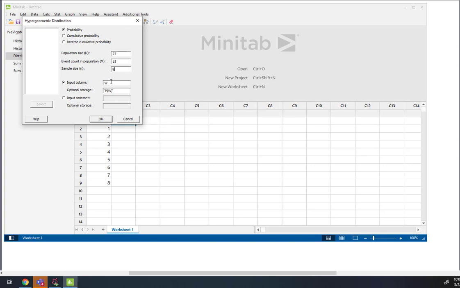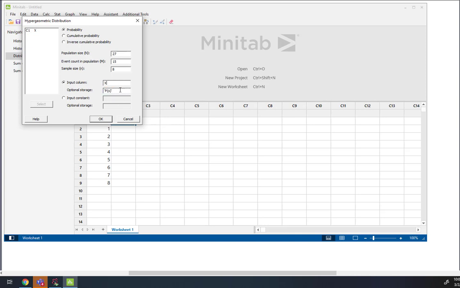The input column is this first column, C1, or W. That's already got a W in it, so I'll just leave it there. I'm going to, it's not W, is it? It's an X. So we'll make that our input column. Our optional storage column, we want that to be the adjacent column, which would be P of W. Or we're not using W right now, we're using X. So P of X would be the storage column.